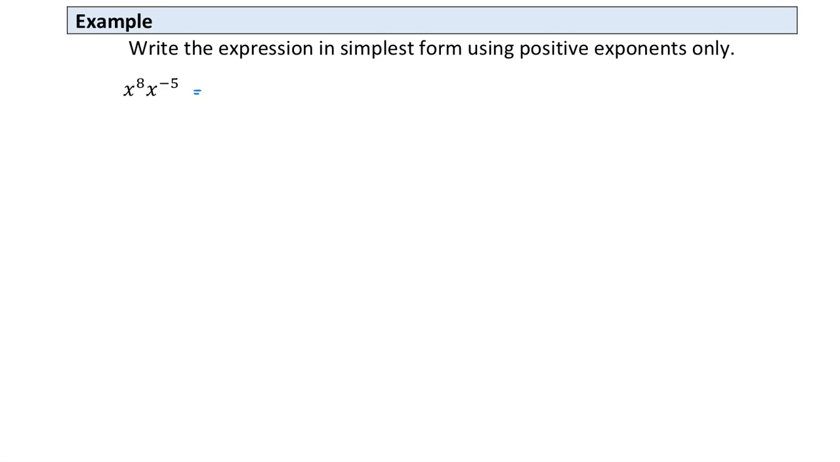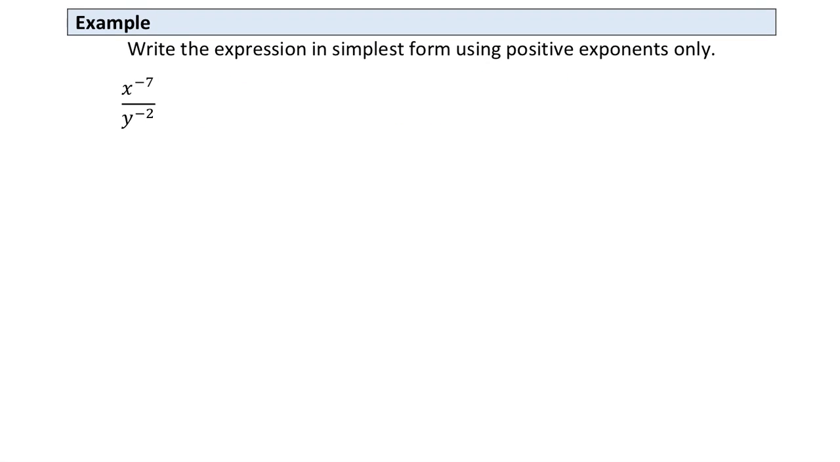Then we will have x to the power of 8 plus negative 5, which makes x to the power of 3. So in this example, we used the law a to the power of m times a to the power of n equals a to the power of m plus n.